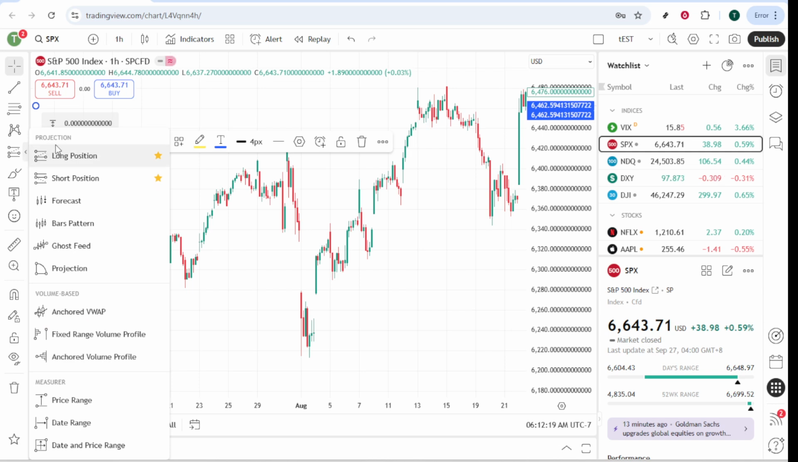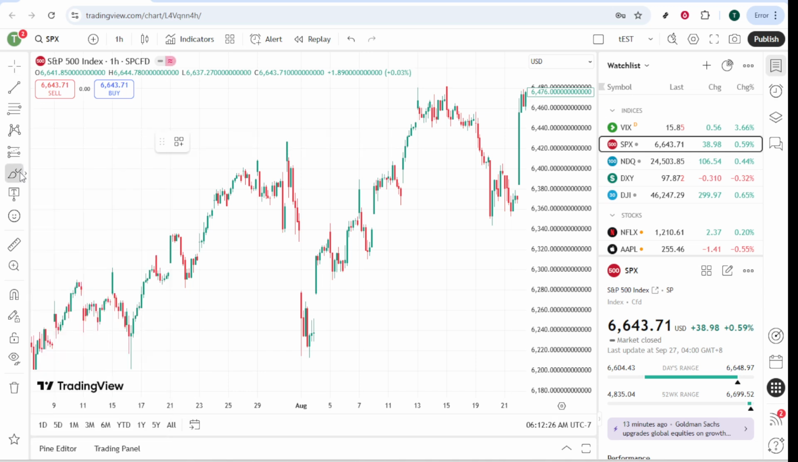These tools are significant for planning entry and exit points in your trading strategy and for setting realistic profit targets. We then come to geometric shapes, which are broadly used to highlight specific areas of interest within your chart. Shapes can be used for annotating specific timeframes or price zones to keep your analysis structured and organized.